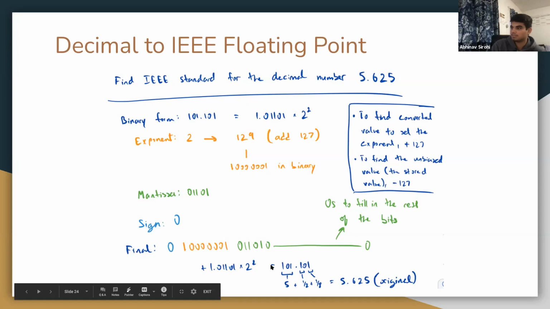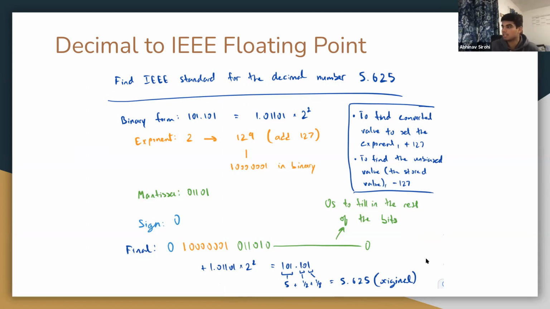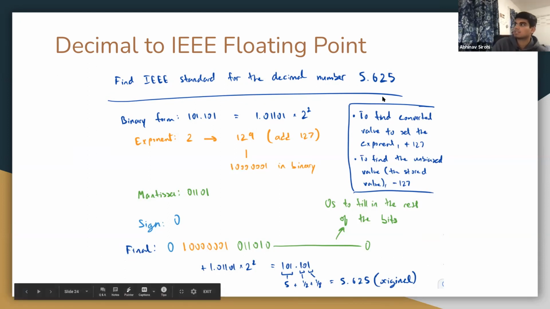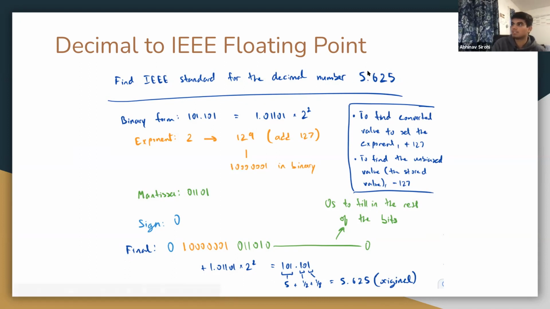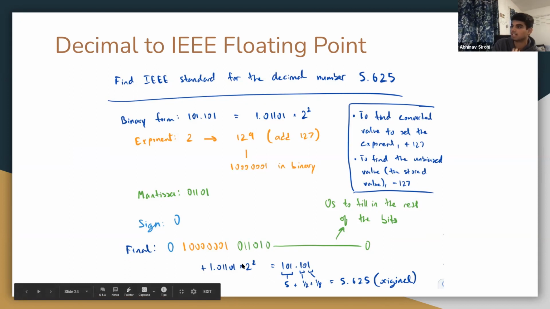Then we can see that this is the binary equivalent that we converted. So the 101 is 5, this one is 1/2, this one is 1/8. Add them all together, you get 5.625, which is the original value that we started off with. So we can see that this is how you convert the 5.625 decimal into the IEEE standard to represent floating points, and this is how you can convert it back.